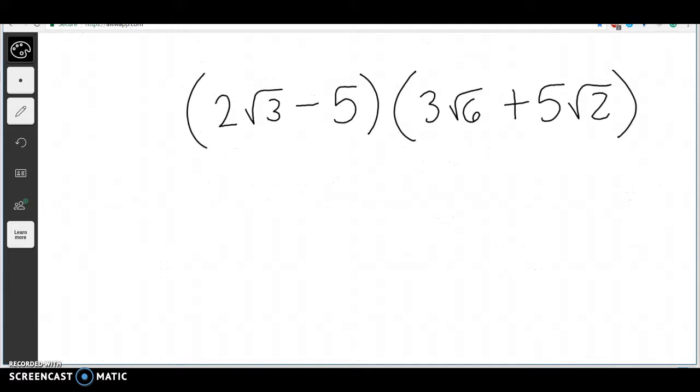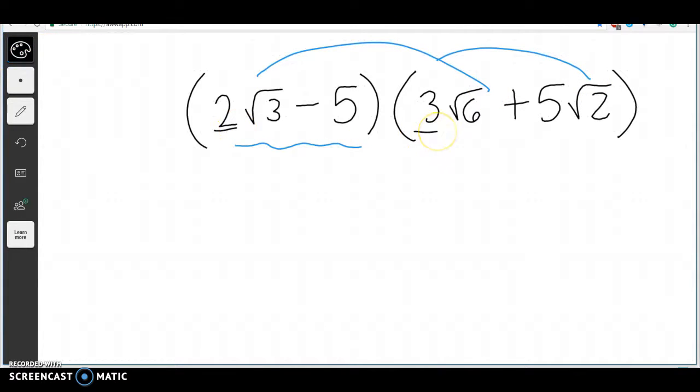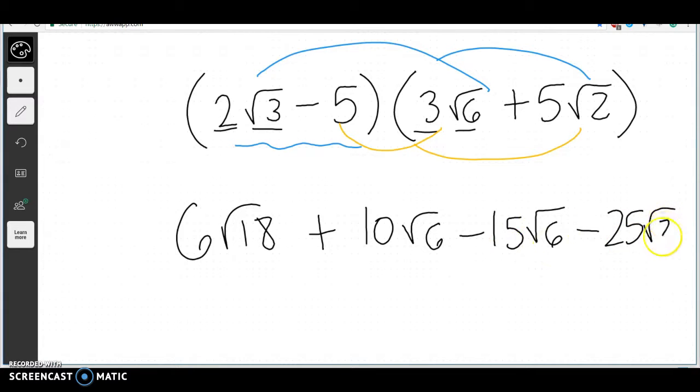Okay, so we're going to try 2 more problems. This one is very similar to the last example. We have 2 things in front now, so they're going to distribute over. Again, we get to multiply the outside numbers and multiply the radicals. So I'll get 6 radical 18. Then this one I get plus 10 radical 6. Then we'd have to multiply the 5 to both things. The 5 would give me negative 15 radical 6, and then negative 25 radical 2.